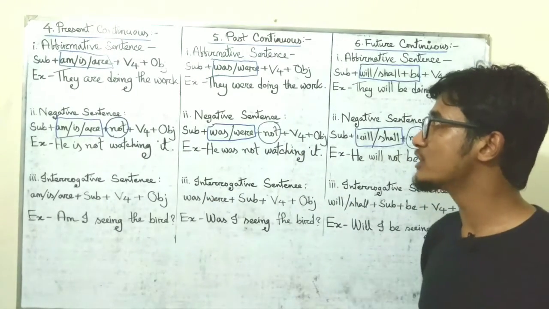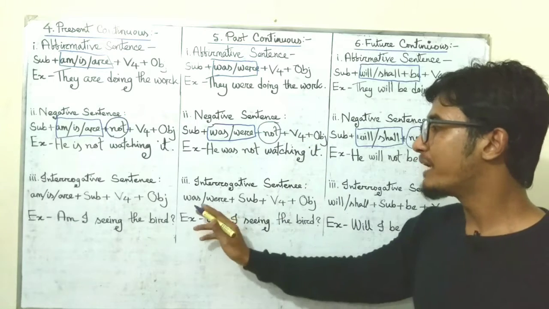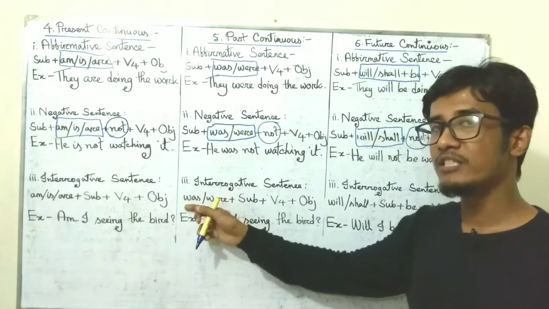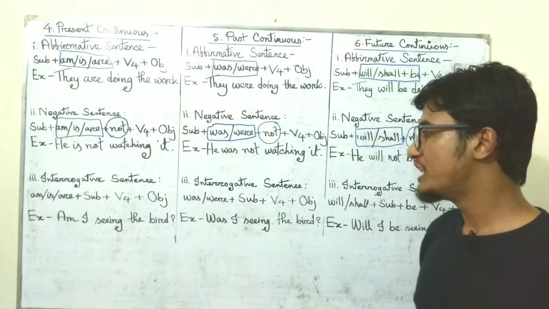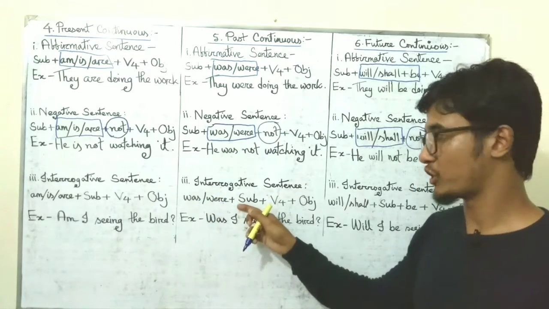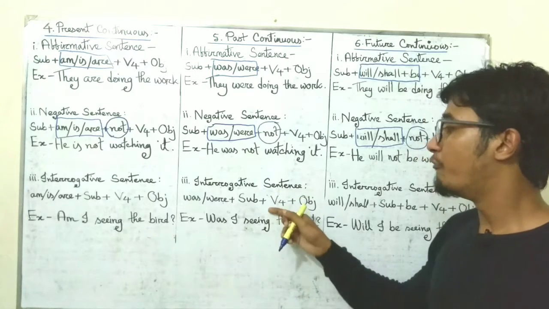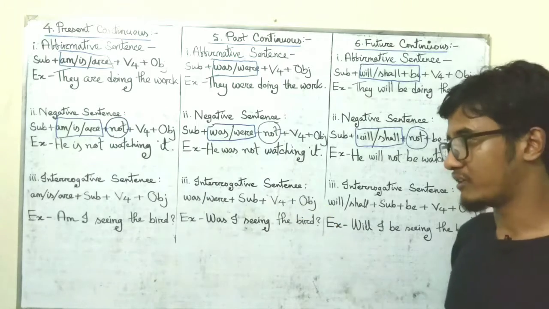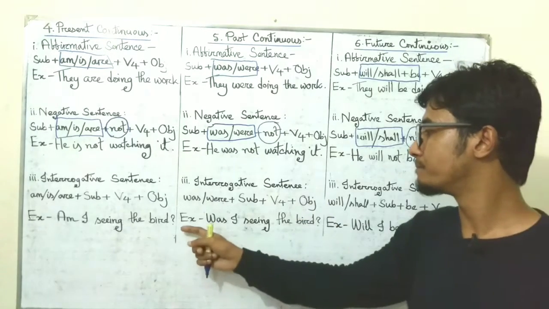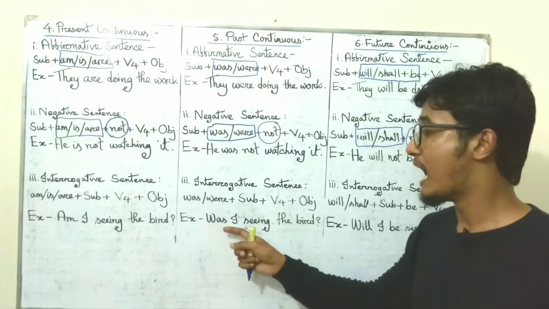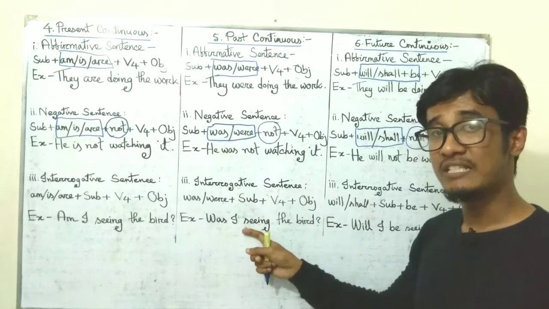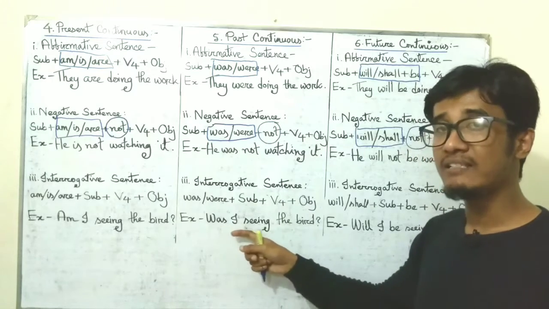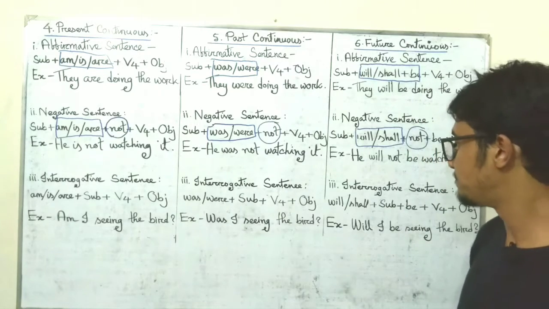In interrogative sentence of past continuous, we begin with was or were, auxiliary verb, was or were. After the auxiliary verb, we put the subject, and after the subject, V4, verb plus ing, and finally an object. So the example will be was I, verb plus ing, seeing, object, the bird.